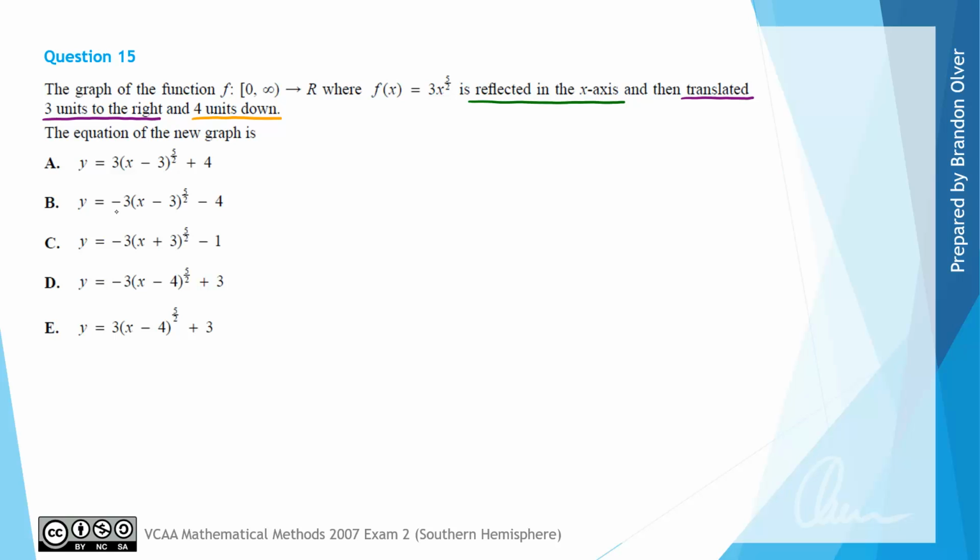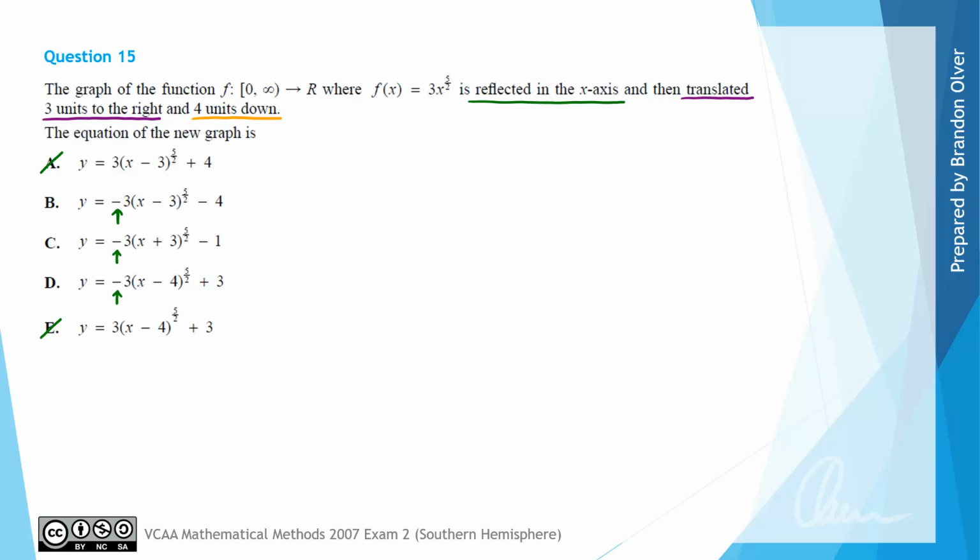So if we look at the three transformations that I've underlined there, the reflection in the x-axis will result in a negative appearing out the front of the rule. So any of B, C, and D are still options at this stage, but we can rule out A and E because they don't have the reflection we need.